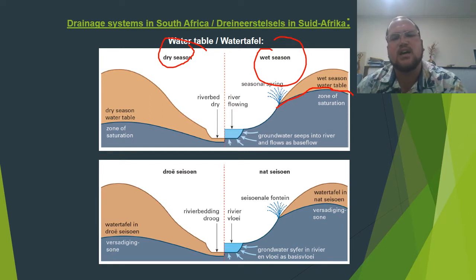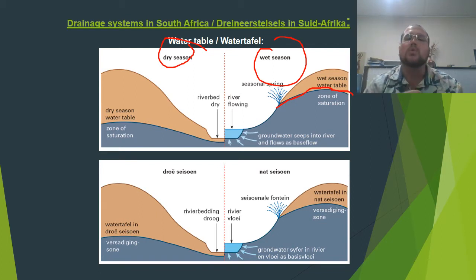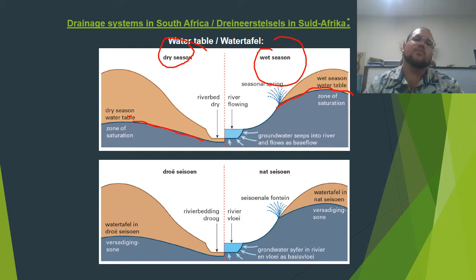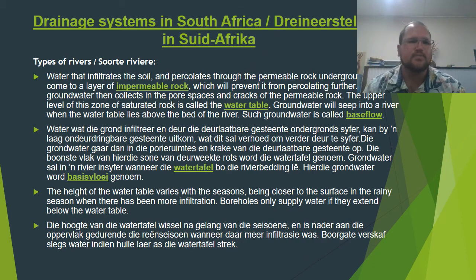We can see it's nice and high. That's why the springs to the top of the hill are coming out. And the river that flows there has water in it because the water is seeping through into this river. In the dry season, we can see this water table is very low, and there is no water in the river, no springs visible.